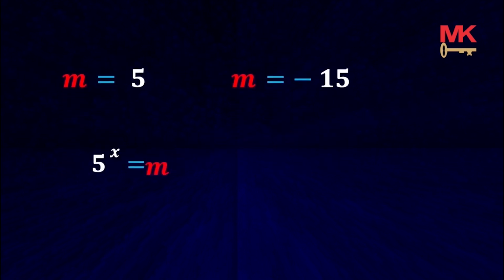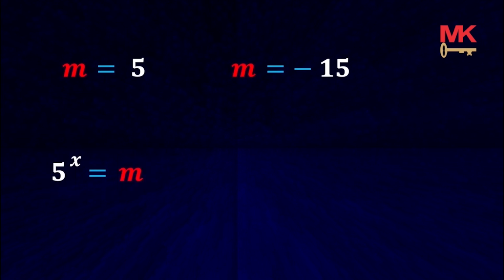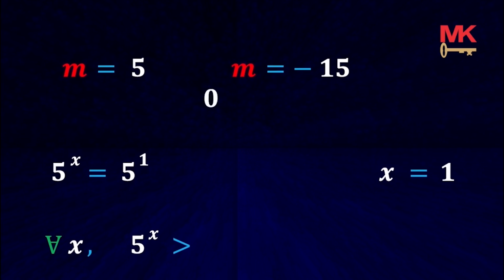We therefore fall back to our assumption or relationship between x and m. When m is 5, this implies that 5 exponent x equals 5, which is also written as 5 to the first power. So the first value of x is 1. For the second value of x, we just do nothing, because for all values of x, 5 exponent x is going to be positive. In other words, there is no value of x that will make 5 exponent x to be negative 15. That's totally impossible.